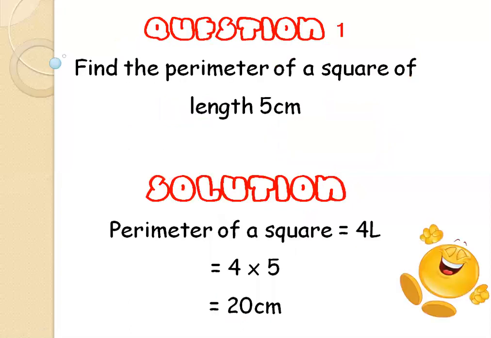So let's look at the example. Question 1, find the perimeter of a square of length 5 centimeters. So if I want to use my formula method, perimeter of a square is 4 times the length. So 4 times 5, which is the length. That is 20 centimeters. Always remember, perimeter would either be in centimeter or meter.